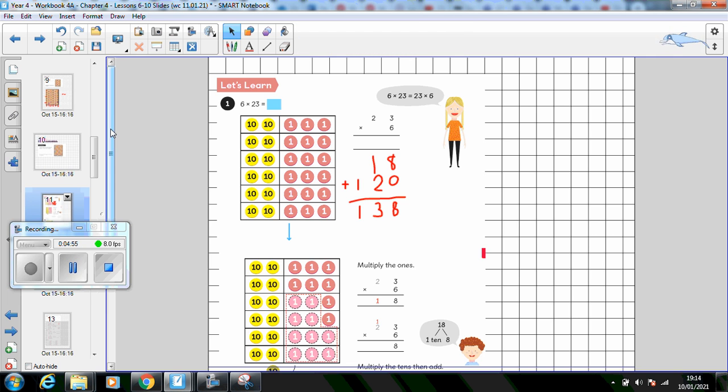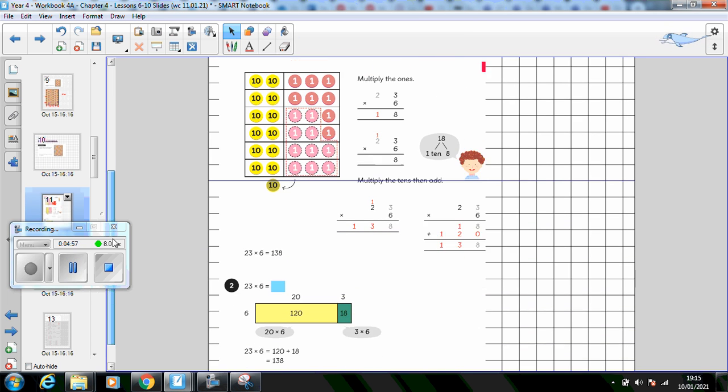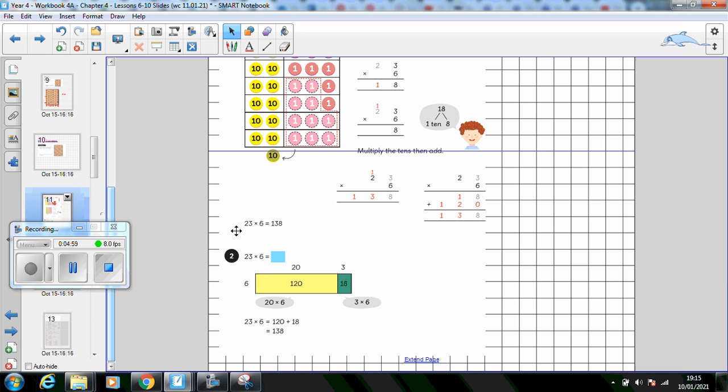Then we're having a look at 23 times 6. Can you see how it's represented with a bar model? We've got 6 here, multiplied by 20 gives us 120, and 6 multiplied by 3 gives us 18. These two totals together give us 138.